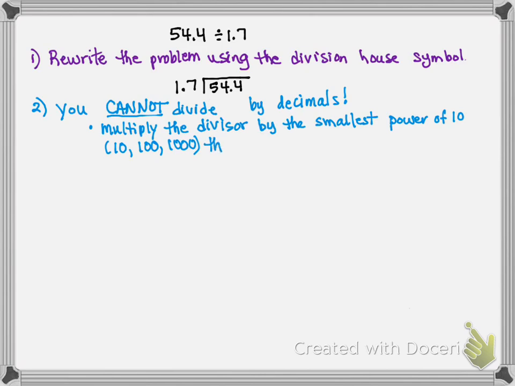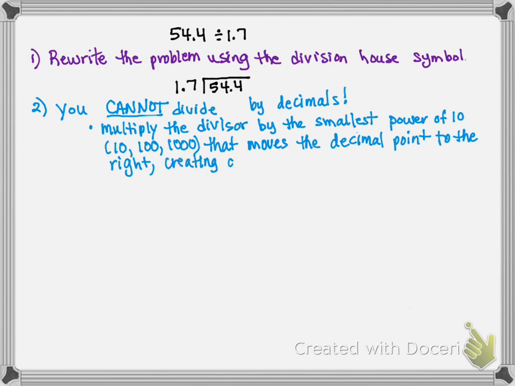That moves the decimal point to the right, creating a whole number. Okay, so this is what we're going to end up doing. We're going to multiply the divisor by the smallest power of 10. It could be a 10, 100, or 1,000. That moves the decimal point to the right, creating a whole number.